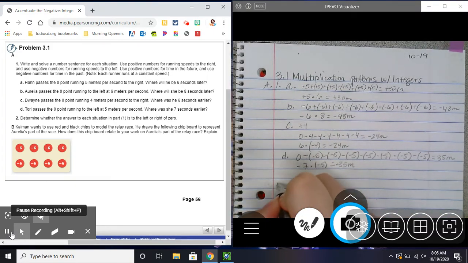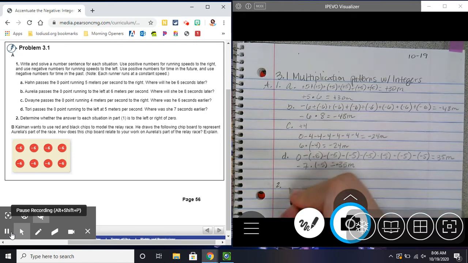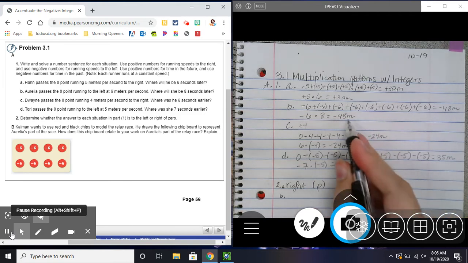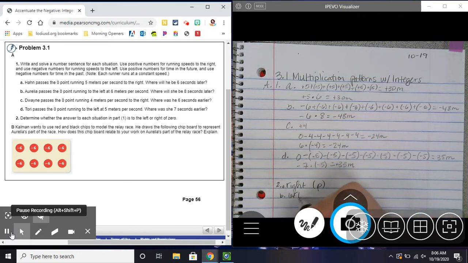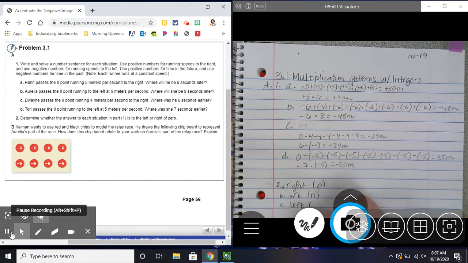Okay, A2 says, determine whether the answer to each situation in part 1 is to the left or to the right of 0. So the solution here is to the right, which would be a positive. B is to the left because it's negative. C is also negative, so it's going to be to the left. And then D is positive, so it's going to be to the right.